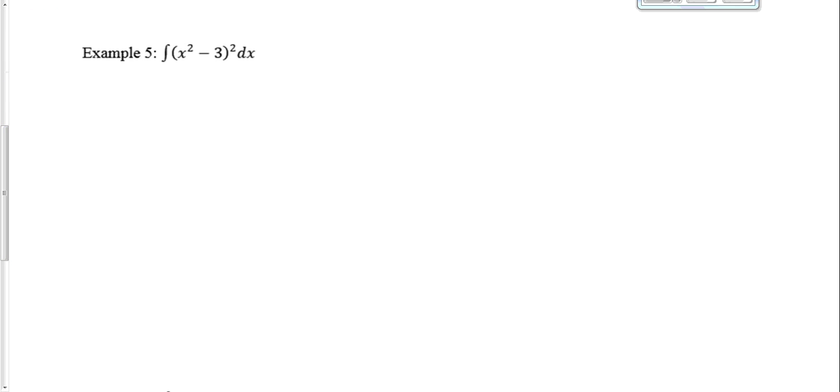Okay, this is where it gets a little bit tricky. Now, the derivative of the inside for this one, my inside is x squared minus 3, which means the derivative of the inside is going to be 2x.